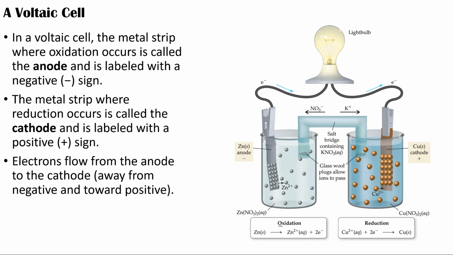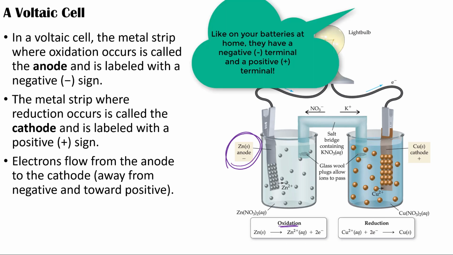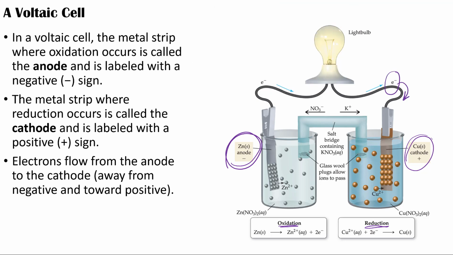Wherever the oxidation half reaction occurs, we call that electrode the anode. So that's the negatively charged side, and that's why electrons get pushed away from that. And then over here is the cathode, where the reduction half reaction takes place. And it would be positively charged, and that's why electrons are going towards that side.